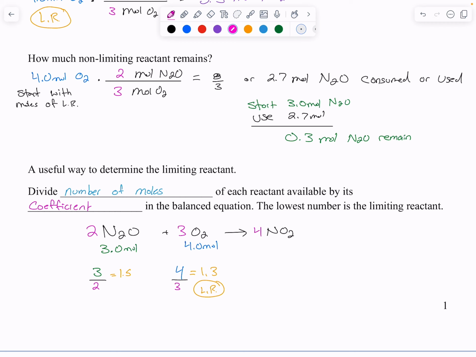All right. Now, once I figure out the limiting reactant, I like to draw a line through that because I want to use this number to start all my calculations. Start calculations with moles of your limiting reactant. That's very important, okay? I don't want to use the 1.3 because I already did math. I want to start with the moles.